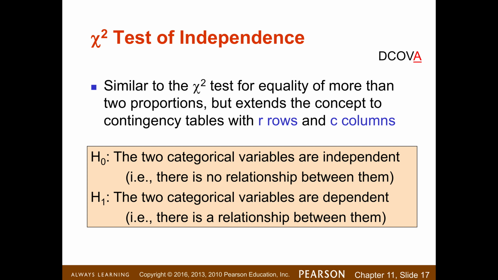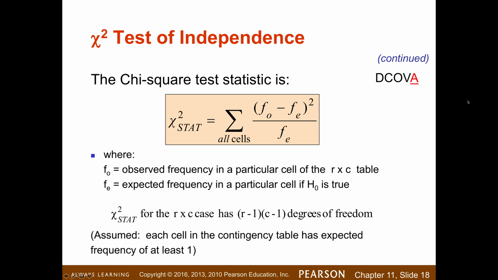So guys, finally we get into a chi-square test of independence. This is where we have our contingency table. And the null hypothesis is the two categorical variables are independent, meaning they're not related. There's no relationship between them. And the alternative is the two are dependent, or they're not independent, which means there's a relationship between them. So guys, the chi-square statistic is calculated the same.